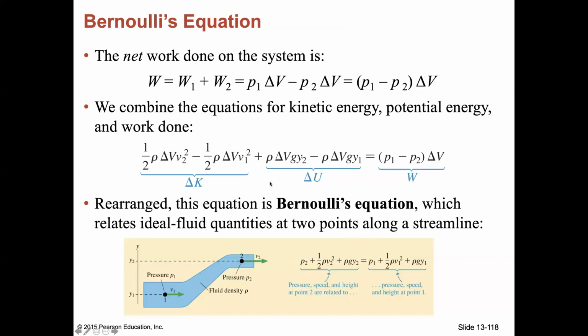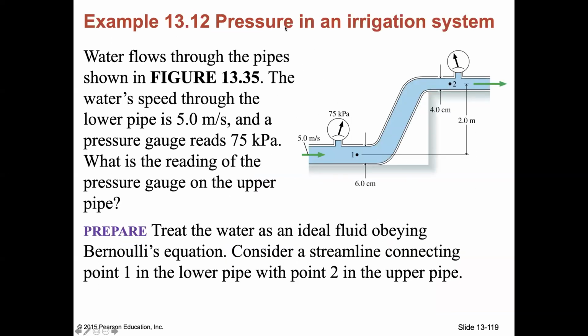Okay, so once we understand this equation, let's try to solve a real problem. First, let's take a look at this question. Water flows through the pipe, which is shown in this figure. The water speed in the lower pipe is 5 meters per second, and the pressure gauge reads 75 kilopascals. What's the reading of the pressure gauge on the upper pipe?